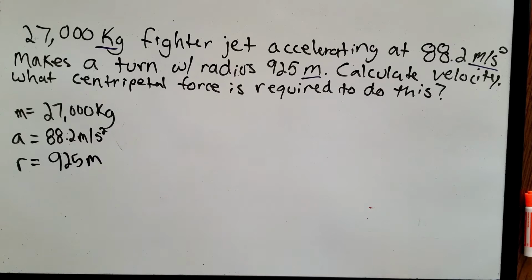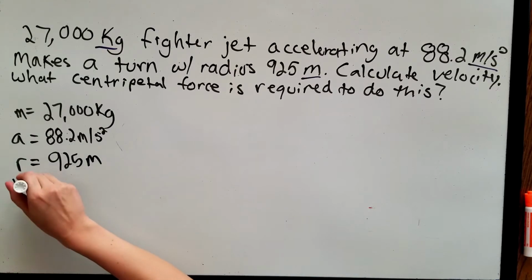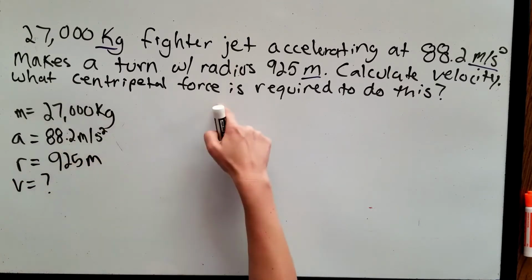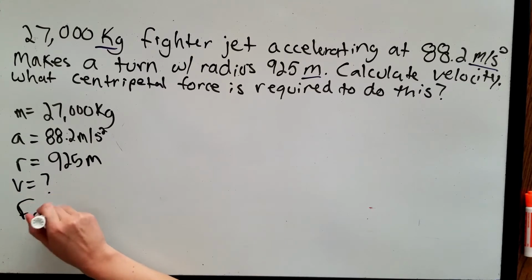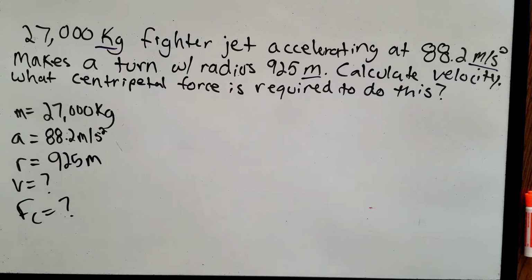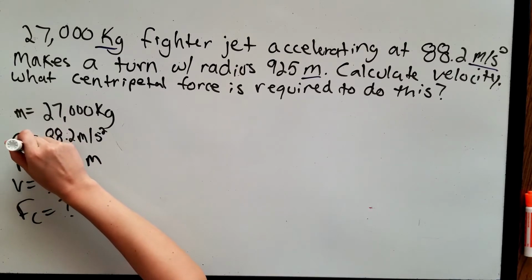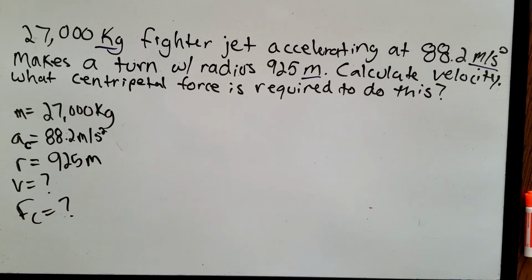All right. So we need to calculate velocity. And what else? Centripetal force, so F sub C. All right, so now we need to pick an equation. So looking at, oh, I forgot a C here, look at my acceleration. This should be A sub C because it's going around a curve, so it's centripetal acceleration.